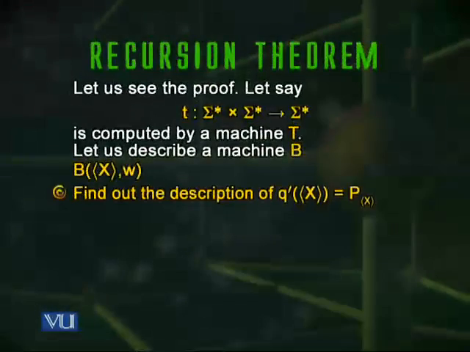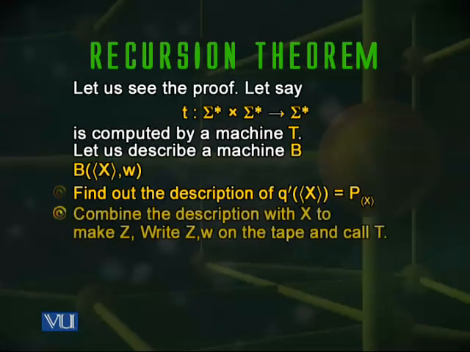So the description of B is as follows. B will get two inputs. The first part would be the description of some Turing machine X followed by some other input W. B is going to completely ignore the other input. The first thing it would do is find out what Q prime of X is. Q prime is going to be a function which is very similar to Q of X. It will combine that with the description of X and call the description of this new Turing machine Z. Now what it will do is write Z, W on its tape and call T.